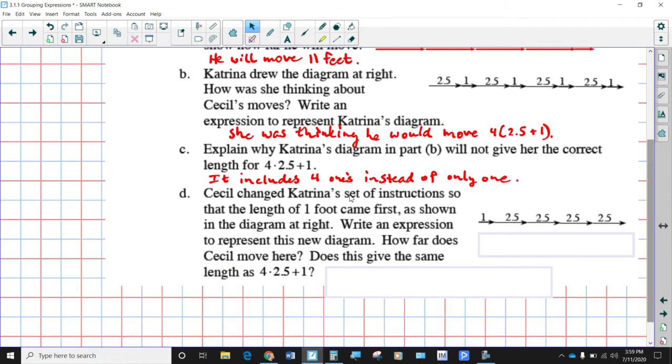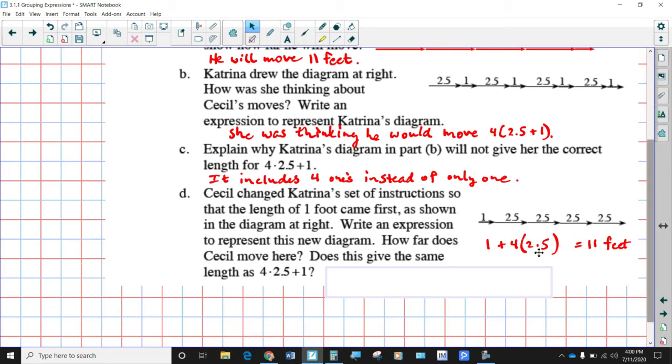So Cecil changed Katrina's set of instructions so that the length of 1 foot came first, as shown here at the right. So you see how that's 1 plus 2.5 plus 2.5 plus 2.5 plus 2.5. If we were to write what that would look like, instead of saying all of these added together, just do the repeated addition as multiplication. So 1 plus 4 times this quantity.